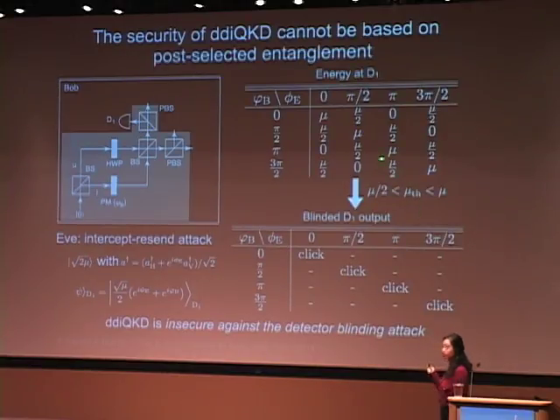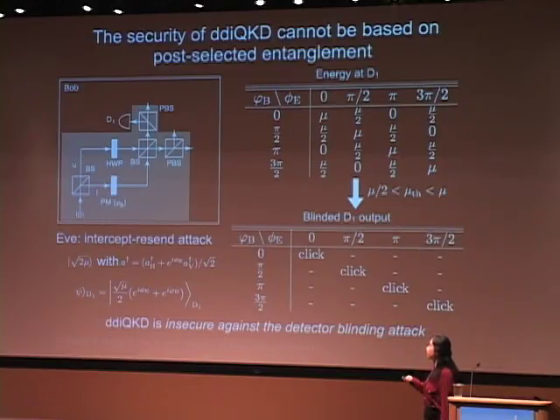You see, the value is smaller than mu, but larger than mu over 2. And then we can see what happened in the second table. Bob will only get a click when he chooses the same phase as Eve. That means at the end, Eve and Bob share the same secret key. So far, we know DDI QKD is insecure against the detector blinding attack by using one detector.